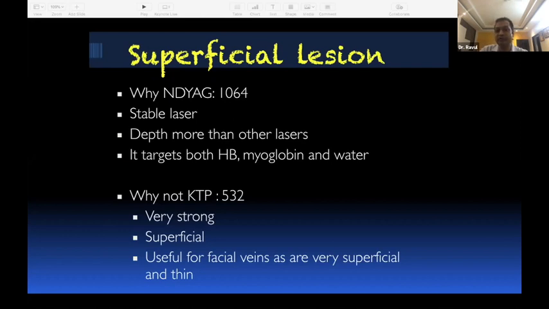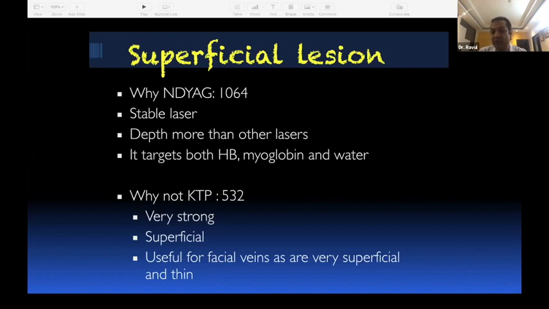If you look into superficial lesions, why Nd:YAG? As I told you, it's a stable laser, with more depth than other lasers. It targets both hemoglobin, which is present inside, and also myoglobin, which is present in the vein wall, and also the water. So why not other lasers? They're very strong, as I told you. They're very superficial, but they can be useful for facial veins.